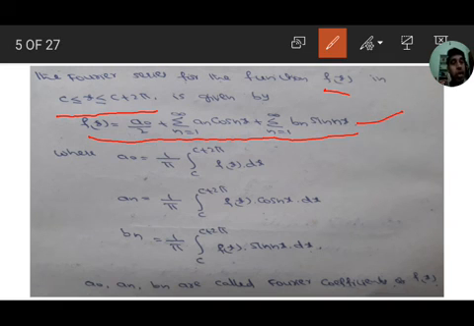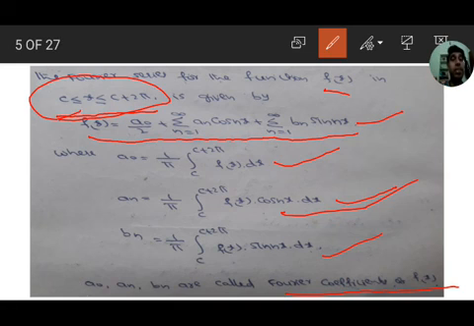By Euler's formula, a naught equal to 1 by pi integration c to c plus 2 pi f of x dx, a n equal to 1 by pi integration c to c plus 2 pi f of x cos nx dx, b n equal to 1 by pi integration c to c plus 2 pi f of x sin nx dx, where a naught, a n, b n are called Fourier coefficients of f of x. It is the Fourier series for the interval c to c plus 2 pi.